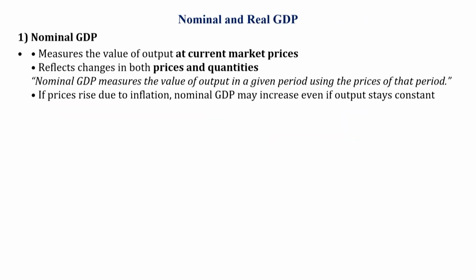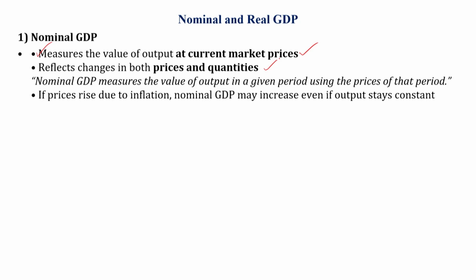So then another distinction is between nominal GDP and real GDP. When we talk about GDP growth rate, it's important to distinguish between nominal and real GDP. Nominal GDP reflects both price and quantity changes. It tells us how much the economy is producing in terms of current market prices. So the definition I have given here: it measures the value of output at the current market prices, and it reflects changes in both prices and quantities.